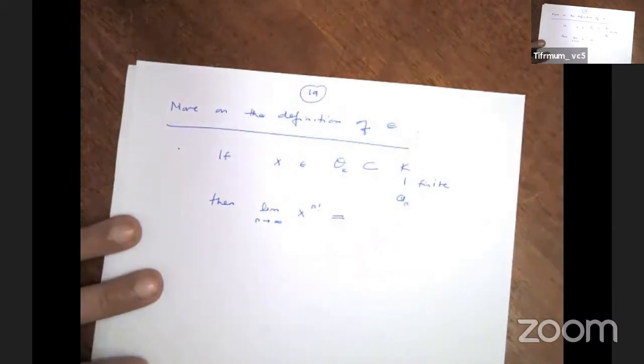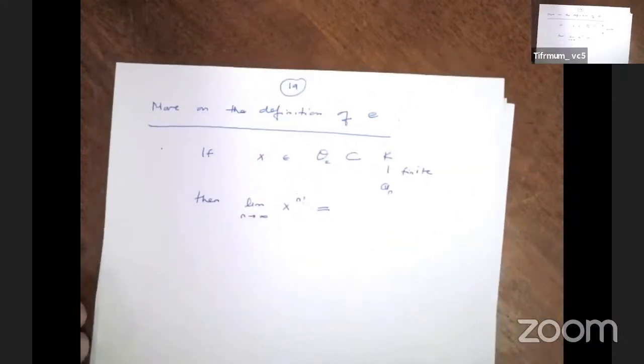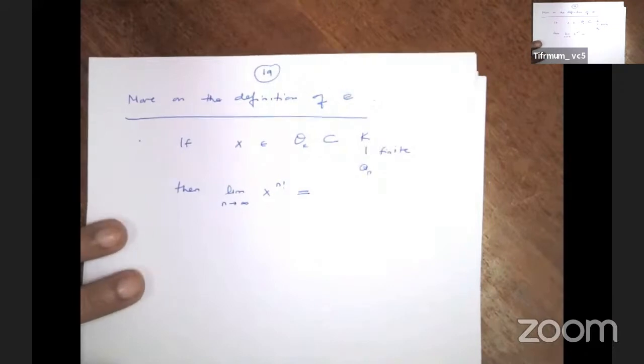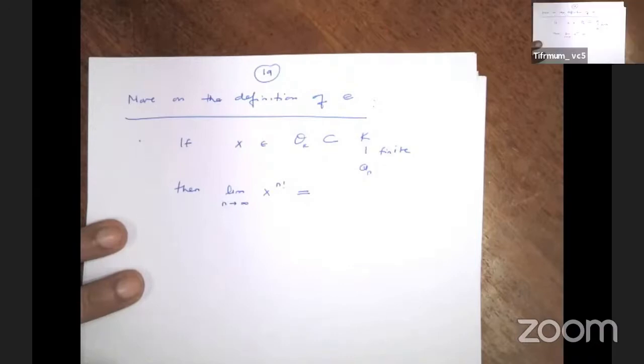And in a field, there are very few idempotents. What are the idempotents in a field? Can someone answer me? e squared equals e in a field. Of course, it's in O_K. The limit will exist in O_K, but it's in K also. Somebody want to answer that before I write what it is?